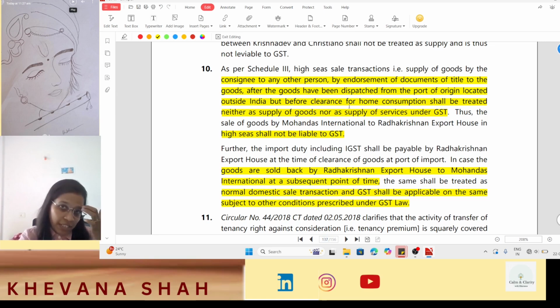So there were two transactions. The one was when the goods are not forming part of Indian goods, that is, goods sold before being cleared for home consumption. In that case, GST will not be leviable. Now after payment of duty, the goods form part of Indian goods. From here, any sale will be considered as a normal domestic sale, and it will invoke supply, and then GST will be leviable on the same.